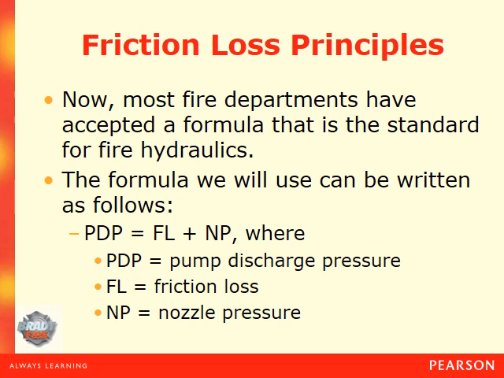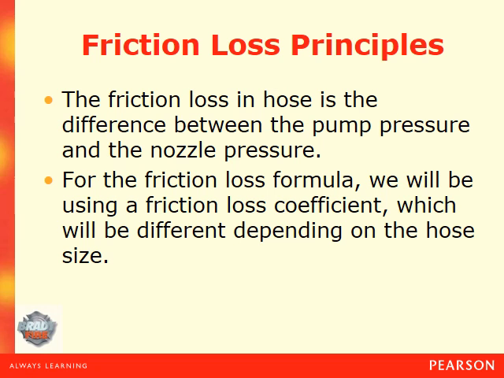The formula we will be using can be written as follows: PDP equals FL plus NP. Simply put, that is the required pump discharge pressure equals the friction loss in the hoses and the appliances plus the required nozzle pressure. The friction loss in hoses is the difference between the pump pressure and the nozzle pressure. For the friction loss formulas, we will be using a friction loss coefficient, which will be different depending on the hose size.